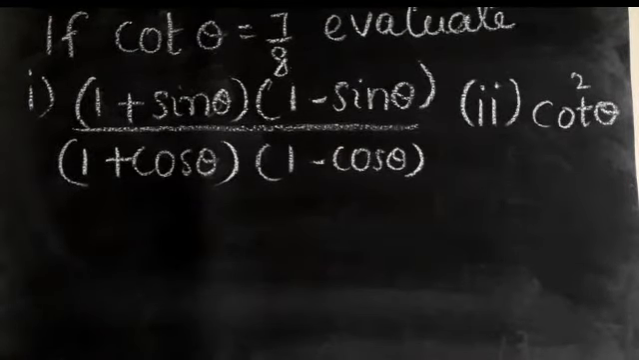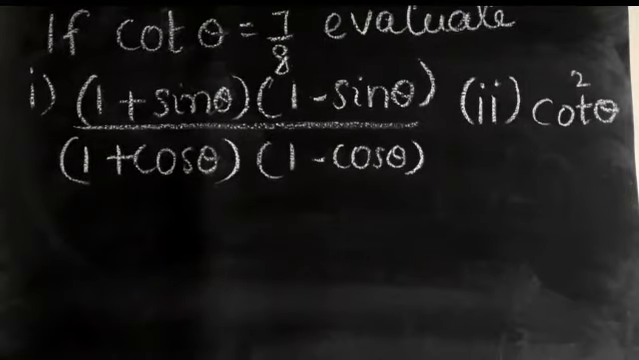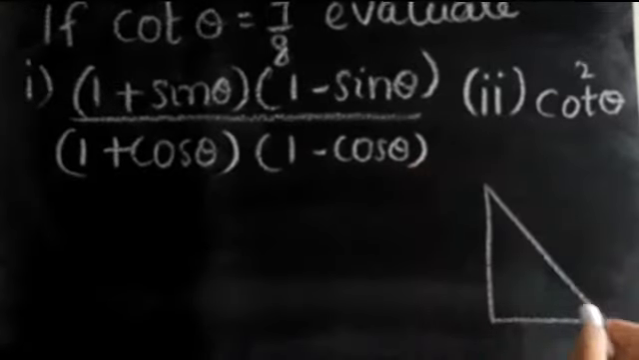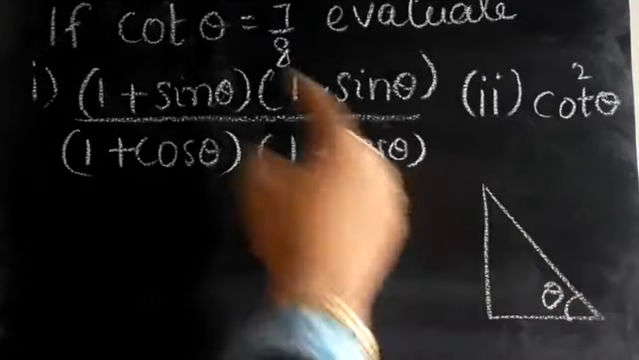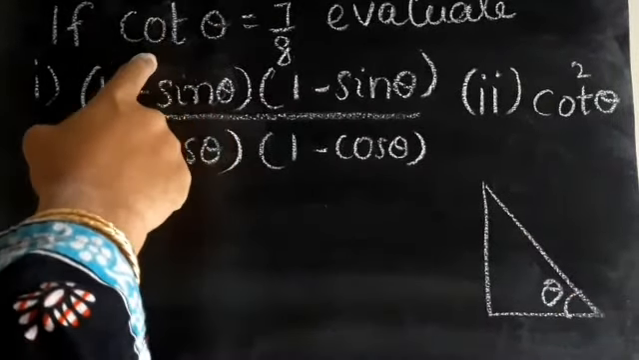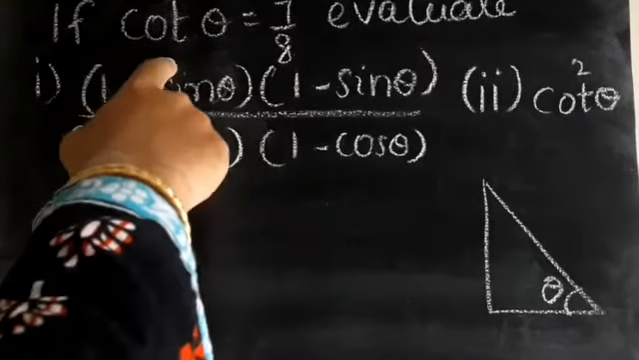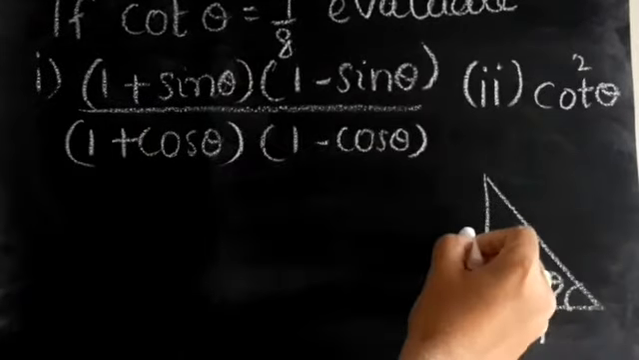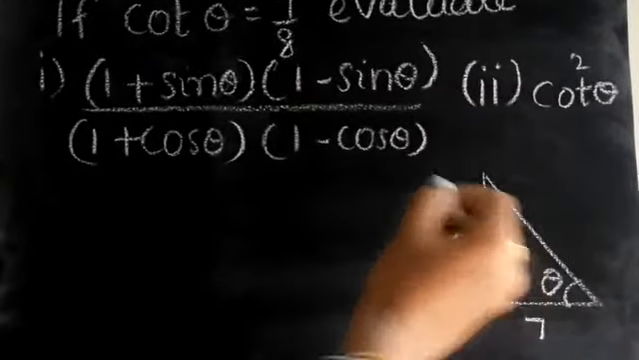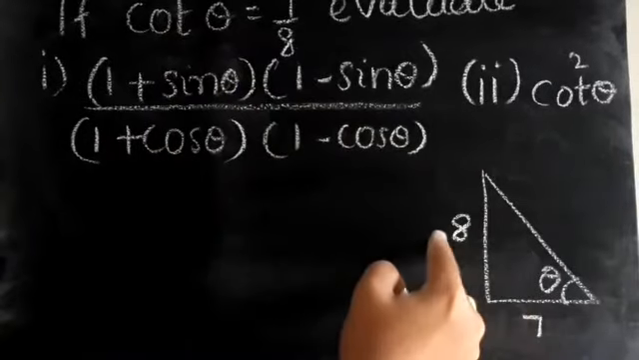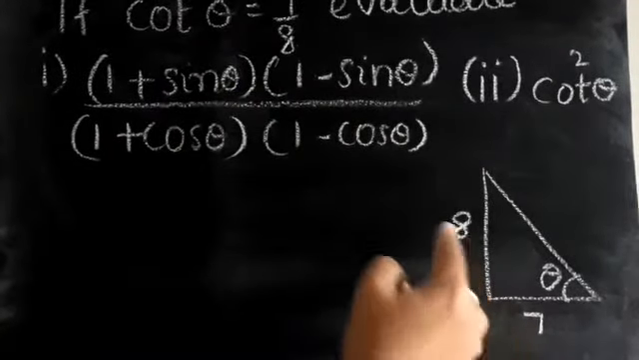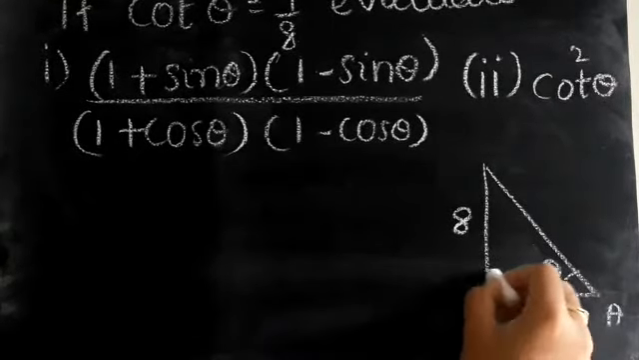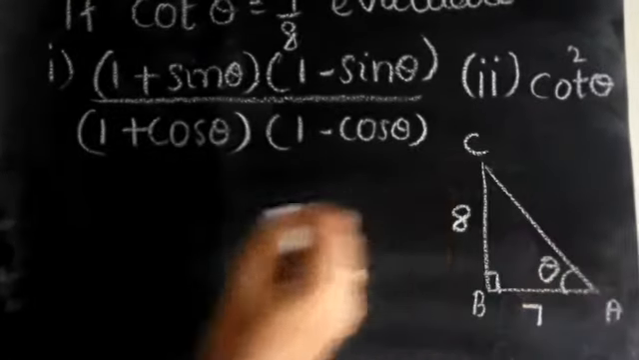Draw a right triangle and let us mark one of the angles as theta. Here, which ratio is given? Cot theta. So cot theta is equal to adjacent side by opposite side. The adjacent side is 7 and the opposite side is 8. So 7 by 8. First you give a name to this triangle. So the third side is AC.